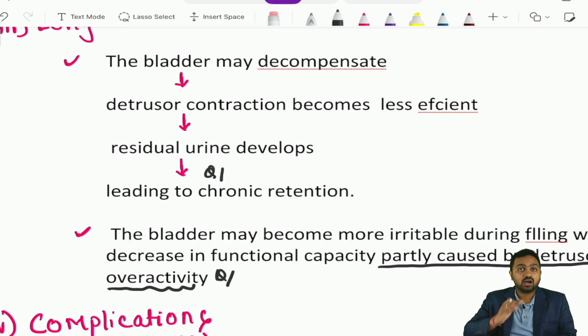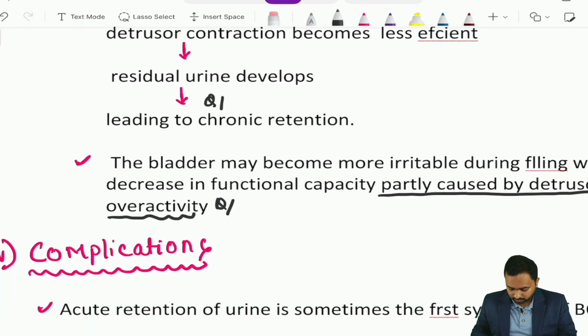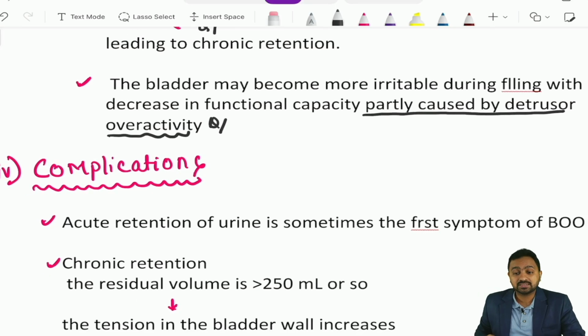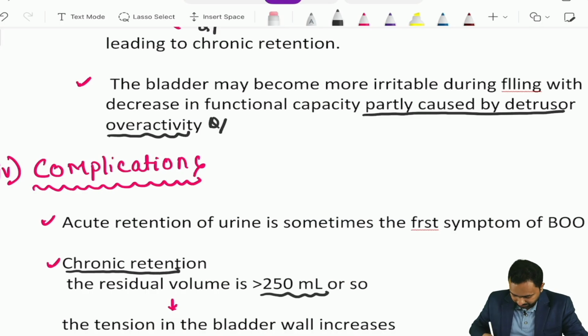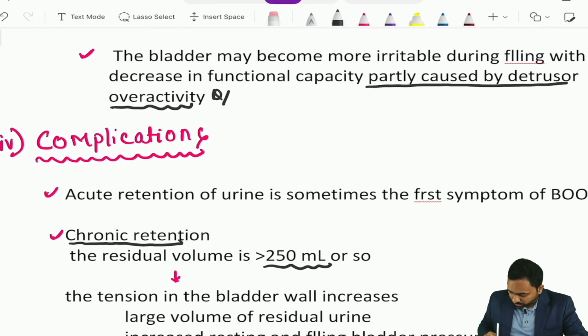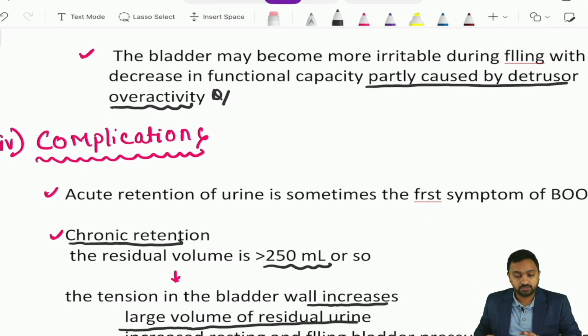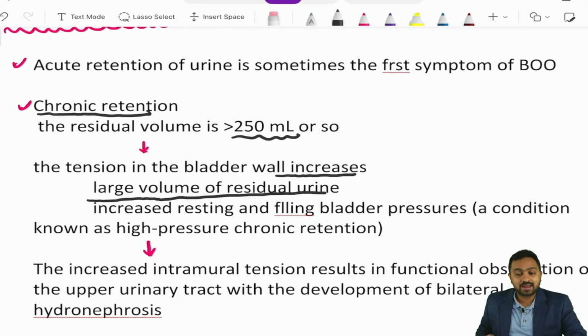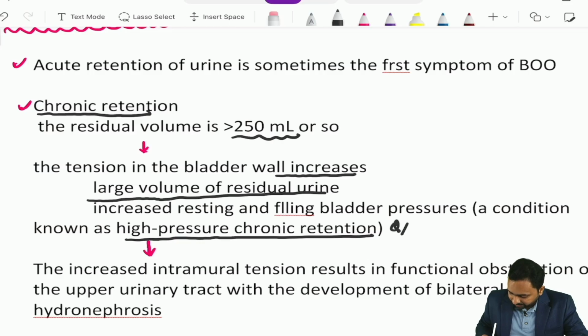Now what are the complications of it? Acute retention of urine is sometimes the first symptom of bladder outlet obstruction. There would be chronic retention, where the residual volume is more than 250 ml. So the tension in the bladder wall is going to increase. There is going to be a large volume of residual urine and increased resting and filling bladder pressure, a condition which is known as high pressure chronic retention.